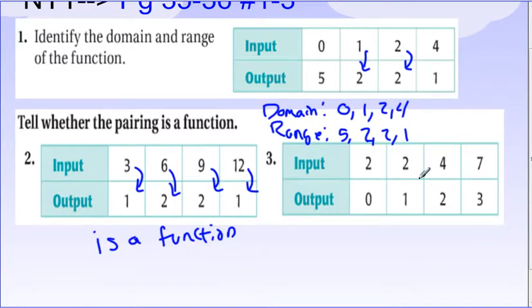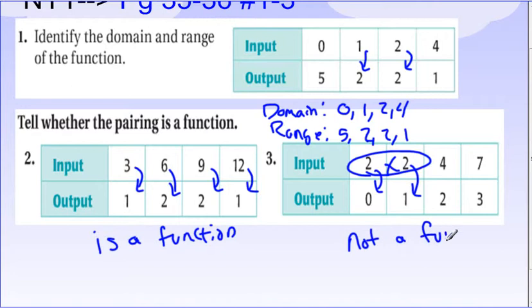Number 3. 2 goes to 0 and 2 goes to 1. That is a problem. Right there I can automatically say this is not a function because you cannot have the same button giving you 2 different answers. You don't hit the Coke button and get a Coke and then get a Sprite. That doesn't work. That machine's busted. Not a function.